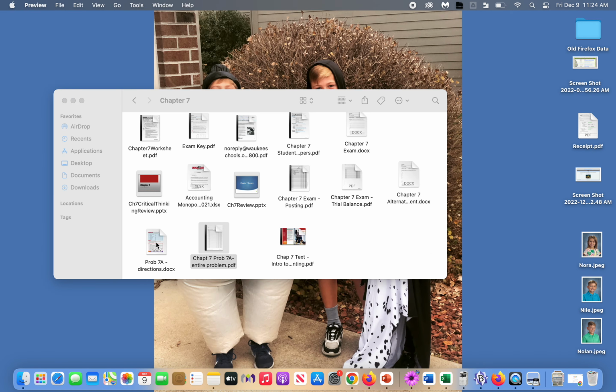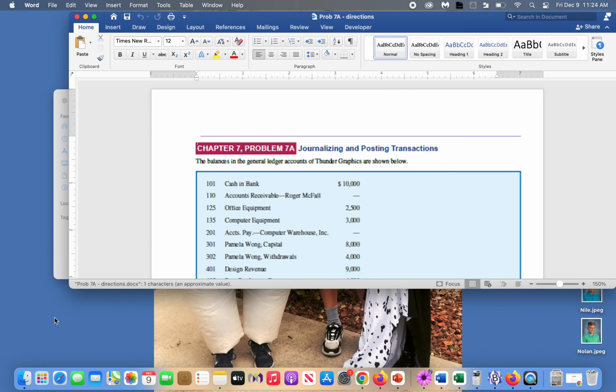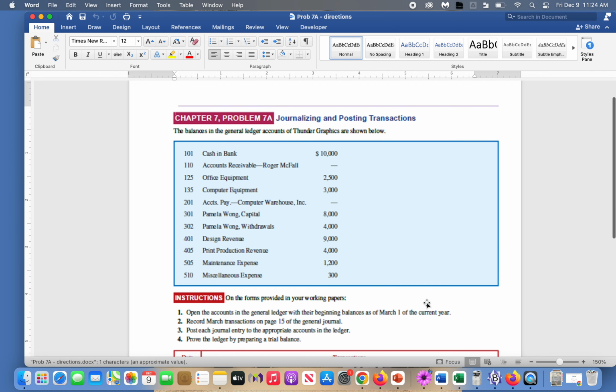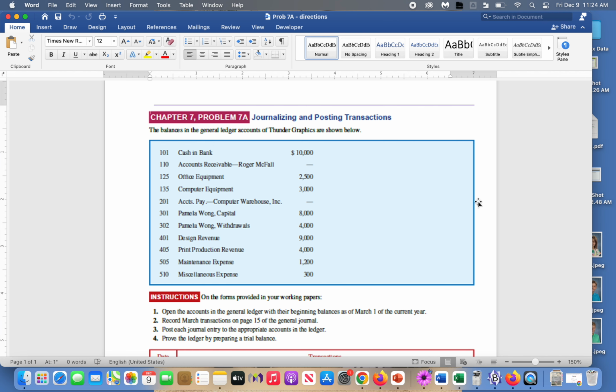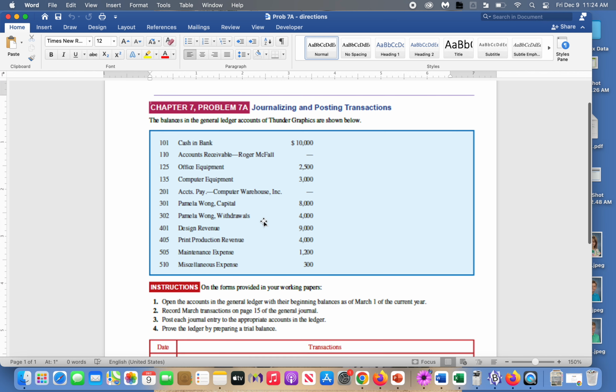So if we look at the directions, which is on Canvas, problem 7A, I'm wondering what I do for, if you have a printer, I'm going to attach the pages. If you have a printer, if not, we'll have to figure something out. The balances are below. Open the accounts with their beginning balances as of March 1st. That is very, very important because on cash and bank, you will need to write 2022 March 1 in the description, balance, check mark in the post-reference column, and then a running balance of 10,000 in the debit column. Right? There's no business transaction, it's just a balance.